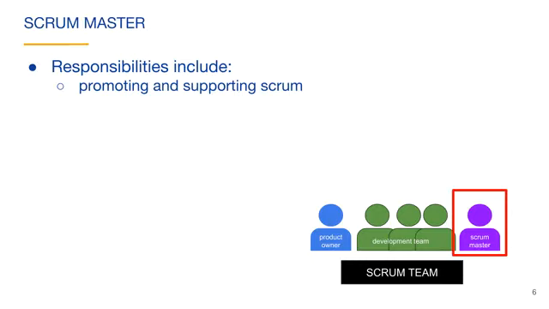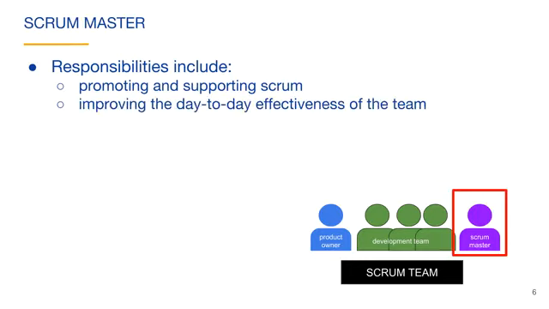The Scrum Master is the member of the Scrum team who is primarily responsible for promoting and supporting Scrum for Scrum team members as well as stakeholders. It is up to the Scrum Master to ensure that everyone understands how and why things are done a certain way. The Scrum Master is also responsible for the day-to-day effectiveness of the Scrum team. This includes ensuring that the team is reaching its goals and continuously improving.